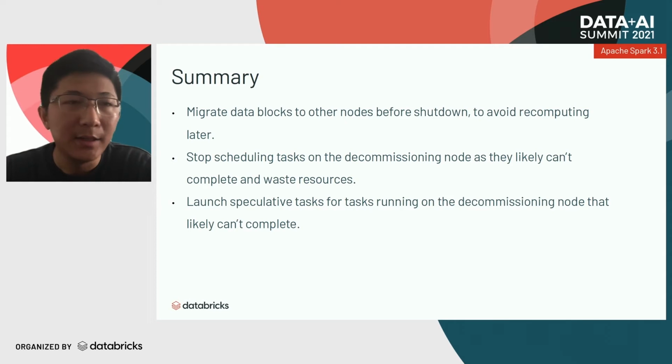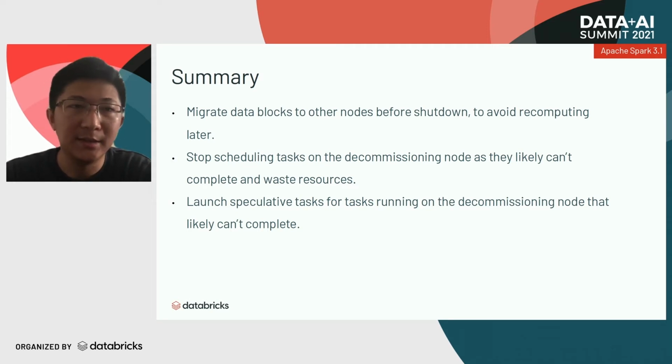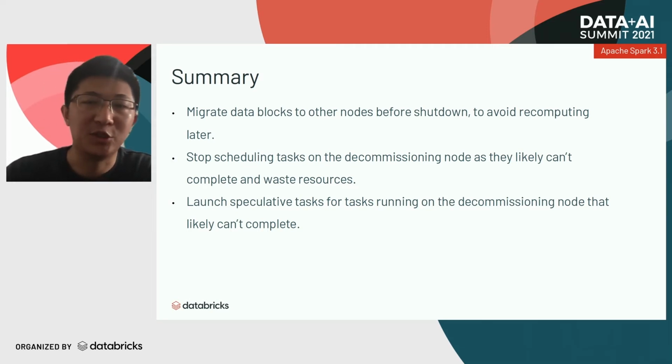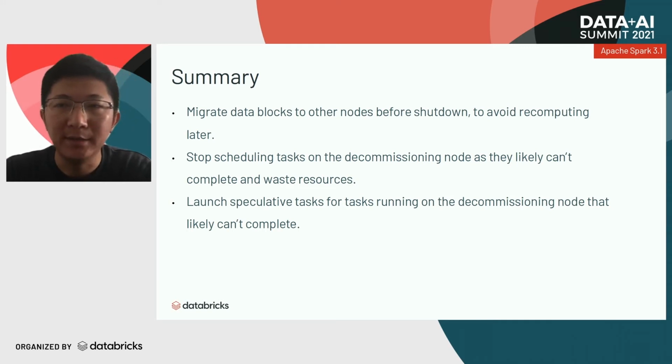So as a summary, what the node decommissioning does is, first, it migrates data blocks to other nodes before shutdown to avoid recomputing these blocks later. And second, it stops scheduling tasks on the decommissioning node as they likely cannot complete and waste resource. And third, Spark will launch speculative tasks for tasks running on the decommissioning node that likely cannot complete to finish the job earlier. So eventually, this feature makes Spark more stable by reducing the overhead of executor shutdown.